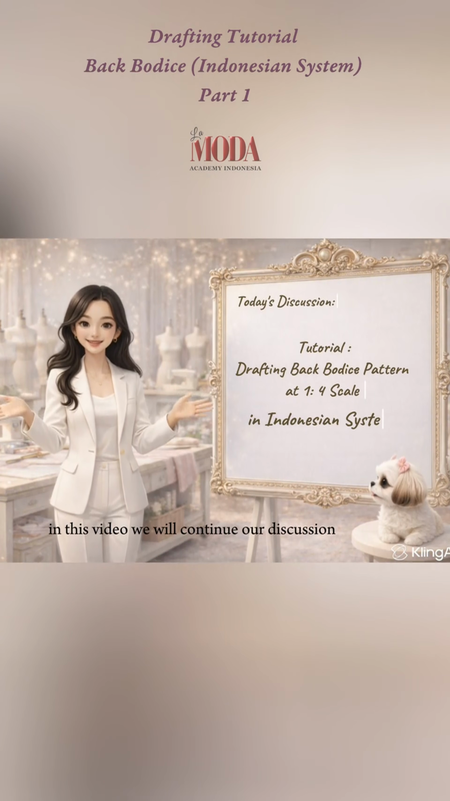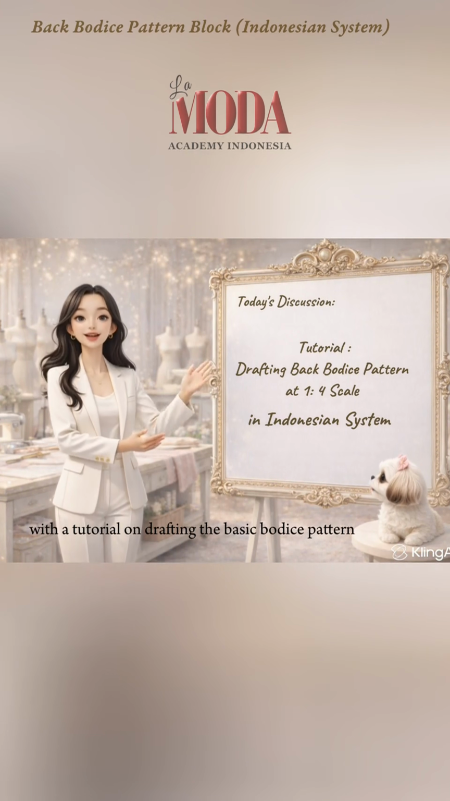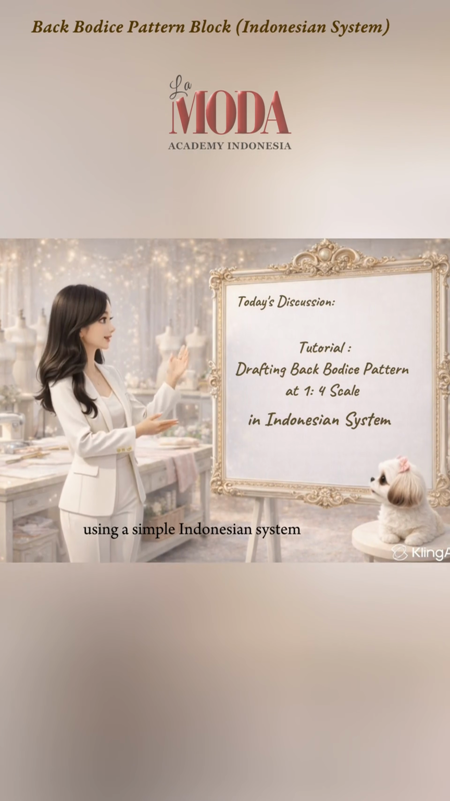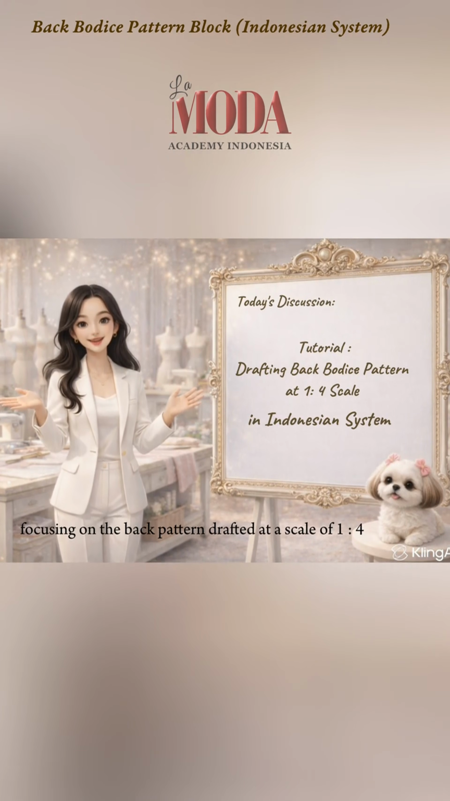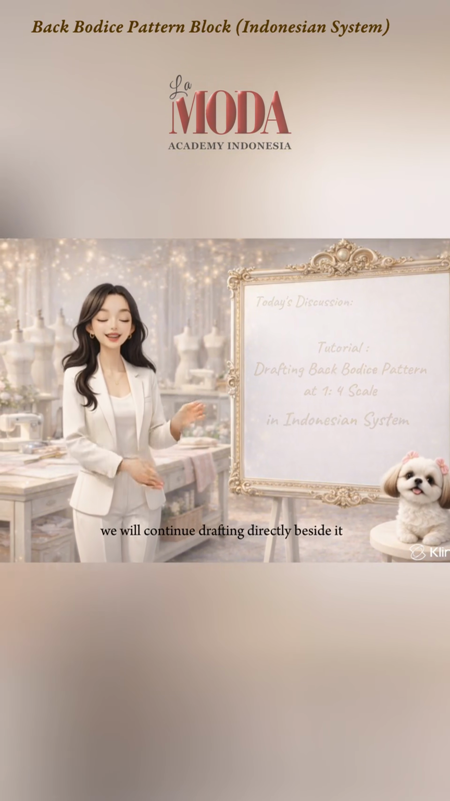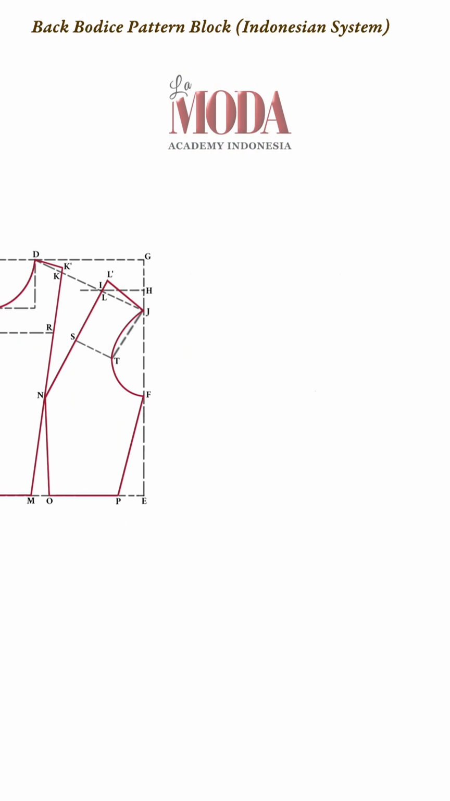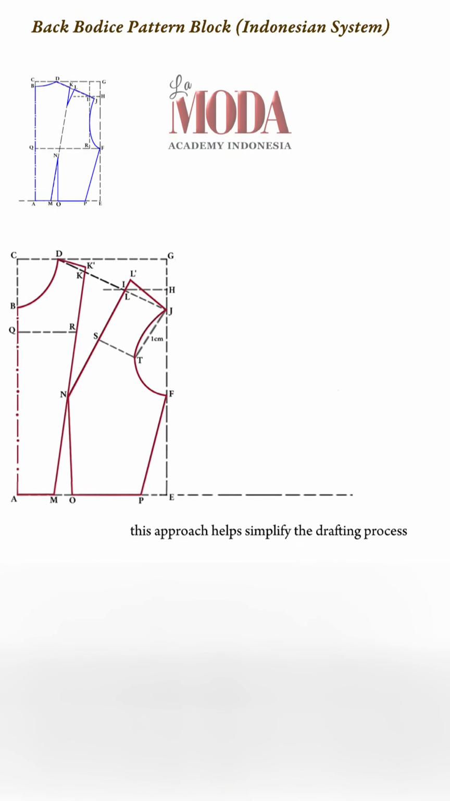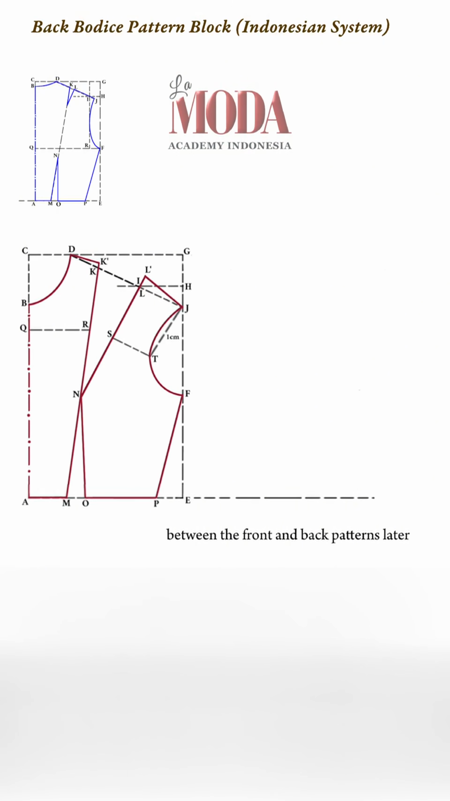In this video, we will continue our discussion with a tutorial on drafting the basic bodice pattern using a simple Indonesian system, focusing on the back pattern, drafted at a scale of 1 to 4. After completing the front pattern, we will continue drafting directly beside it. This approach helps simplify the drafting process and makes it easier to check the measurements between the front and back patterns later. First, we extend the existing guideline along the waistline.